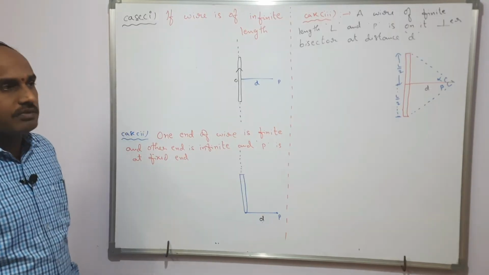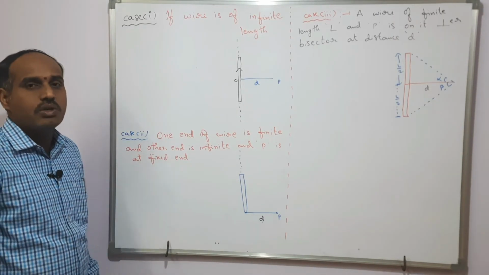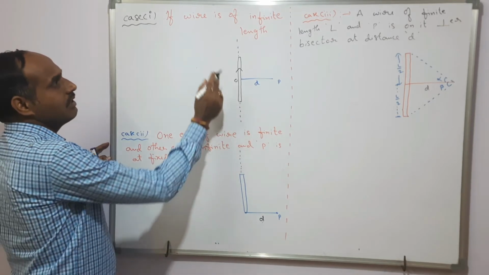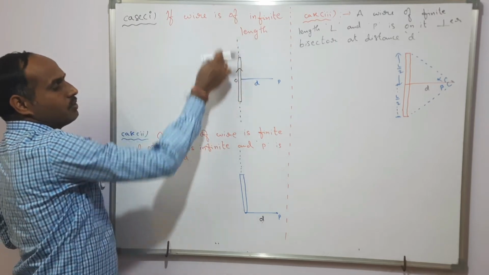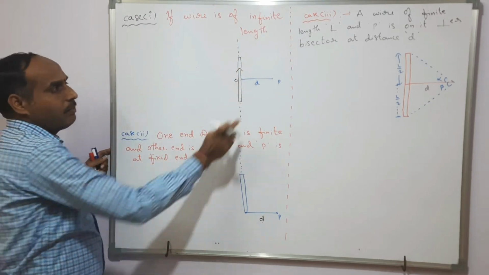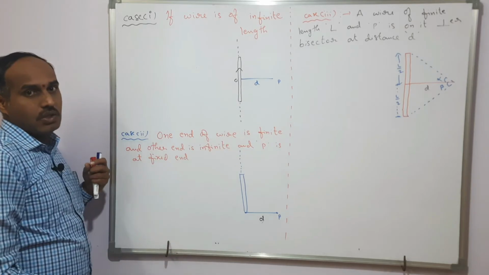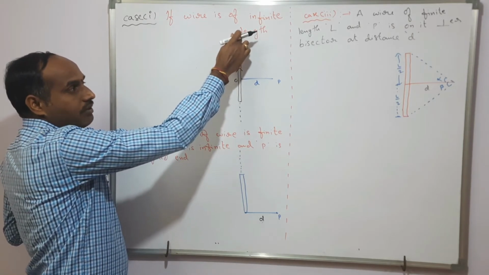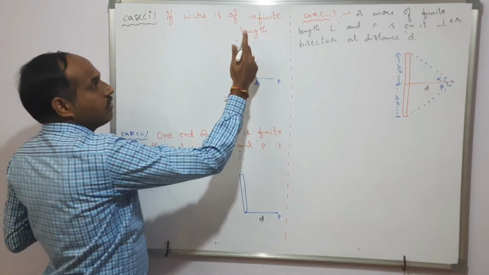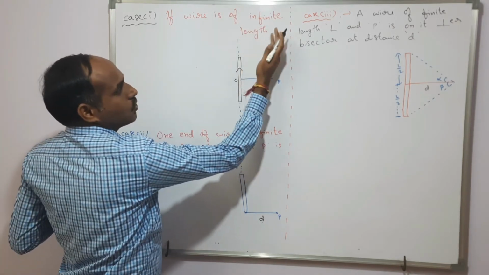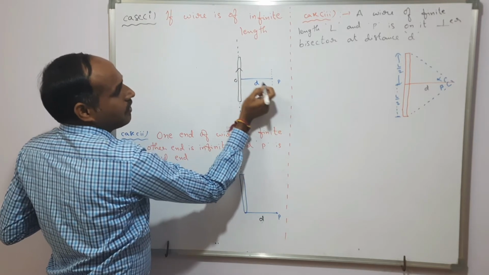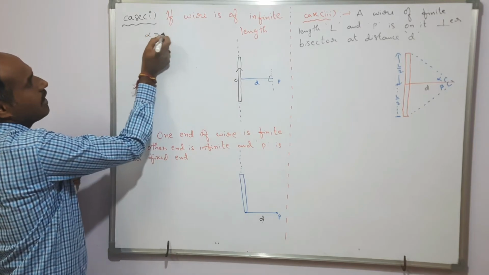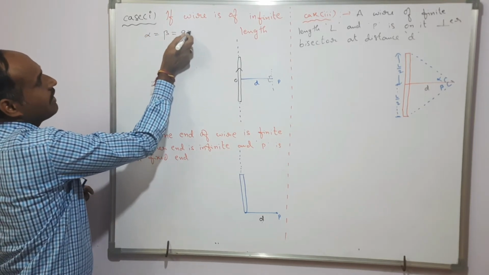As we got the expression for B due to a long straight wire is mu naught I by 4 pi d of sin alpha plus sin beta. So now taking the cases, first is of infinite length, means both the ends of the wire are infinite and the point is at a distance d from the center. So alpha, beta are the angles made by the line joining from the ends to this point P. When you are joining the lines, as it is infinite, those lines are perpendicular to this line OP. So alpha and beta both are equal and that should be 90 degrees.